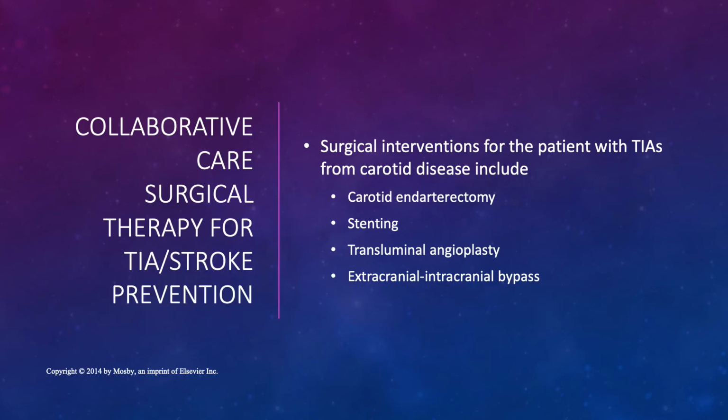So if people have TIAs, or even hopefully before they do, things that we might do surgically to prevent a clot problem would be a carotid endarterectomy, or placement of a stent, or transluminal angioplasty, or extracranial intracranial bypass. That one's been kind of discredited. That's very, very rare, and don't worry about that one so much. Carotid endarterectomy we'll talk about in a minute. A stent is a placement of a tube to keep the artery open.